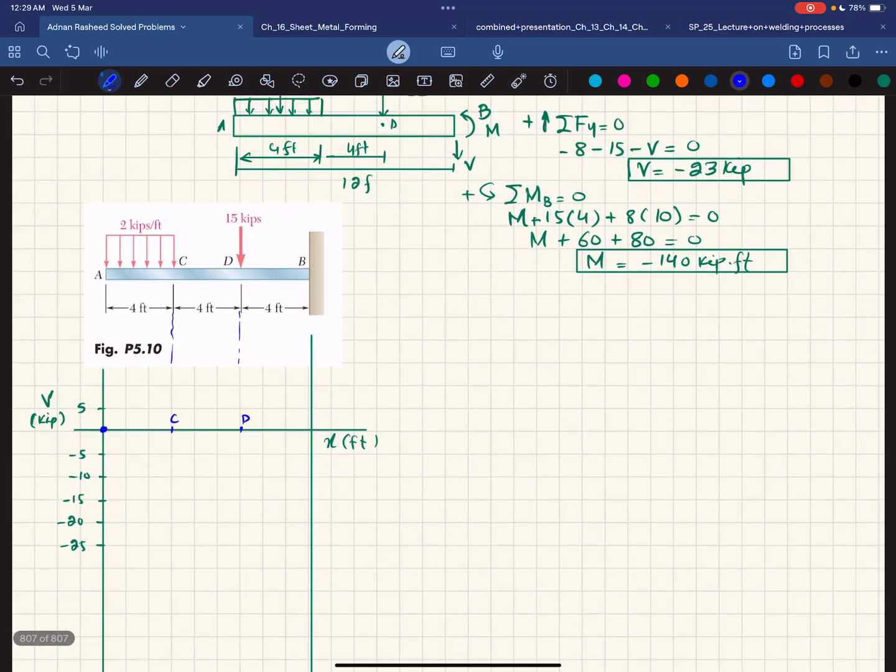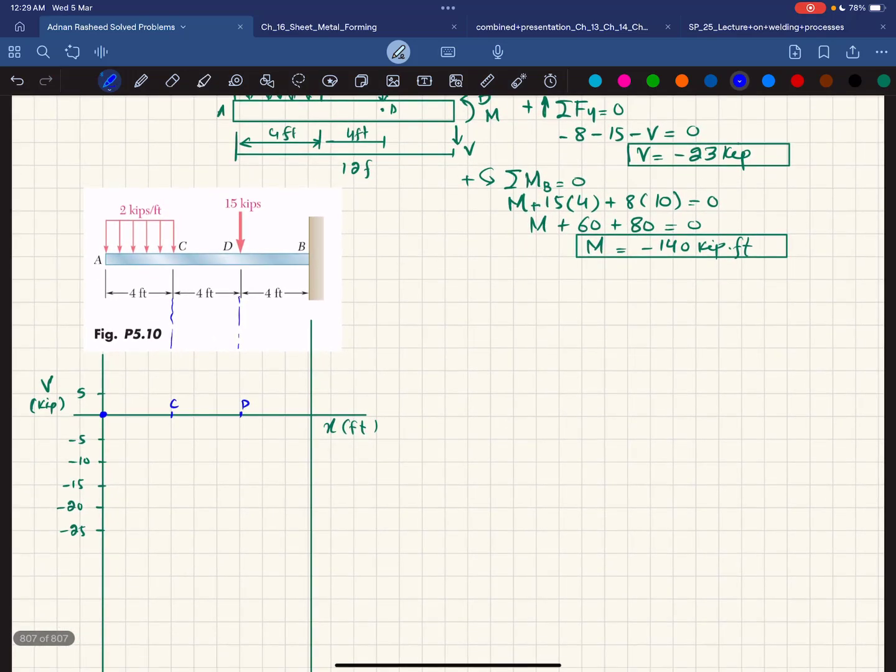So what we will do is take minus 8 somewhere here. Okay, and you can see now the distributed load is a horizontal line with 0 degree and negative. So the shear force will be a 1 degree line and its slope will be decreasing. Now, what is the shear force at point D?